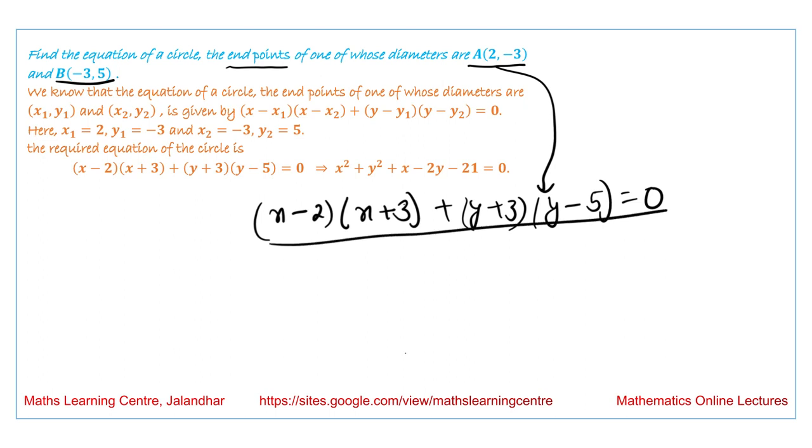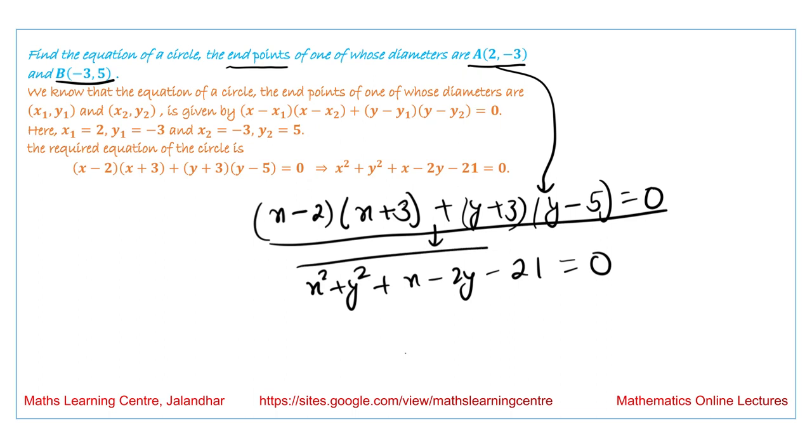And when we simplify this equation, we can write it as x² + y² + x - 2y - 21 = 0. So this is the equation of this circle.